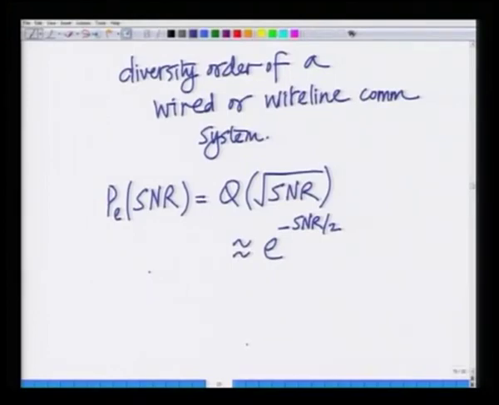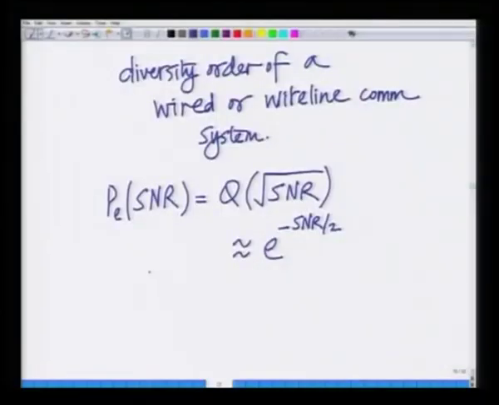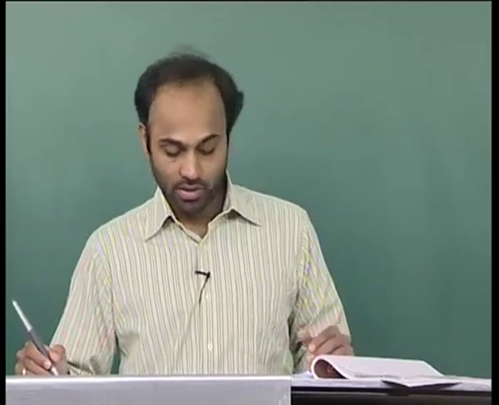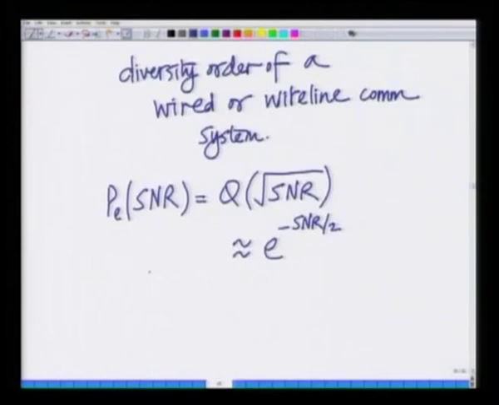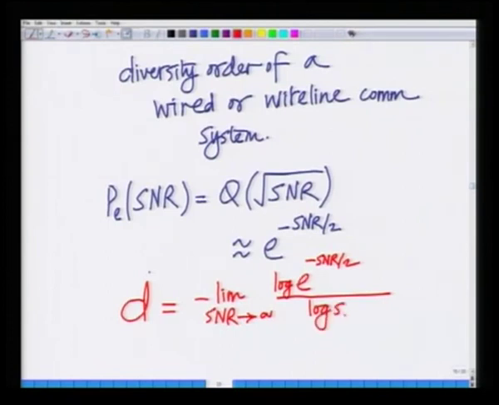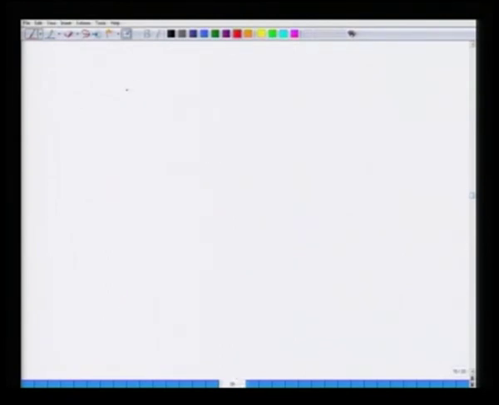We said the bit error rate of a communication system in which there is a wire between the transmitter and receiver, that is a wired or a wireline communication system, is Q of square root of SNR, and its bit error rate is very low because this function decreases exponentially in SNR, that is it is approximately e power minus SNR over 2. Which means now let us compute the diversity order of this system. The diversity order D equals minus limit SNR tends to infinity log of e power minus SNR over 2 divided by log of SNR.